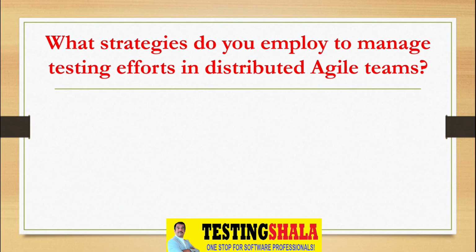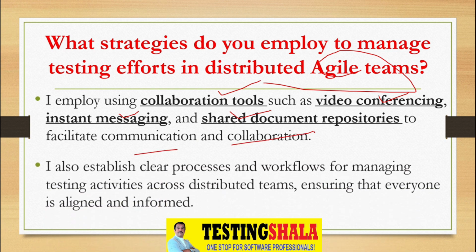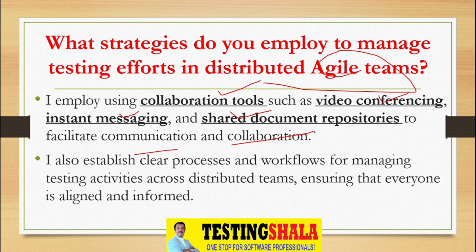What strategies do you employ for managing the testing effort in a distributed Agile testing team? Distributed means the team is sitting across different places to get things done. Here, we should look for collaboration tools such as video conferencing tools, instant messaging tools, and shared document repositories to facilitate communication and collaboration across different team members. We should also clearly document the processes and workflows for managing the overall testing activities across distributed teams, which ensures everyone is aligned and informed. These are the things we should do.